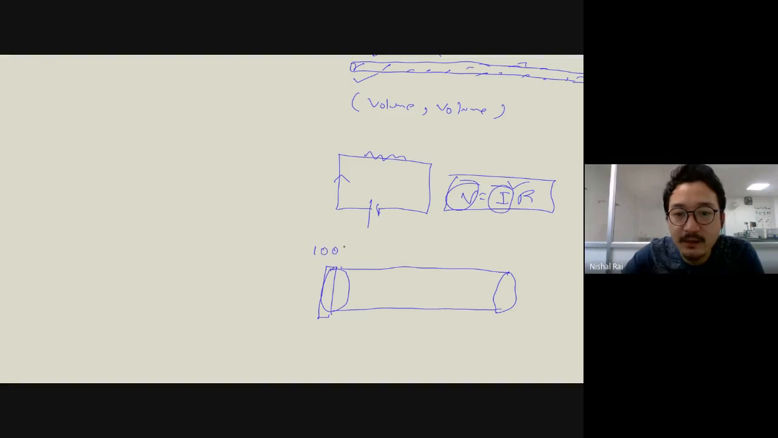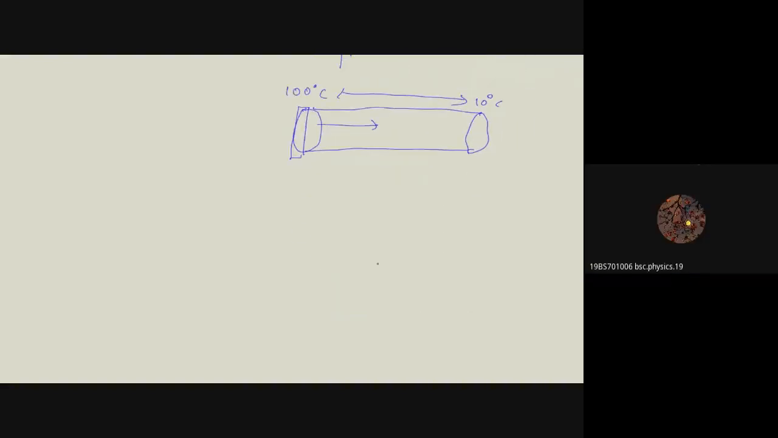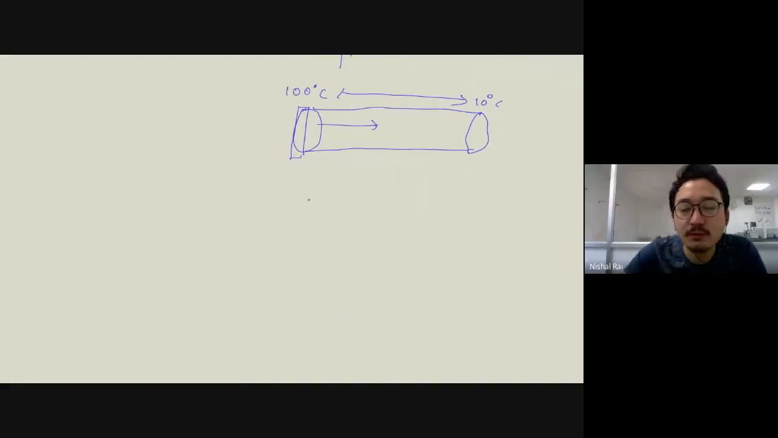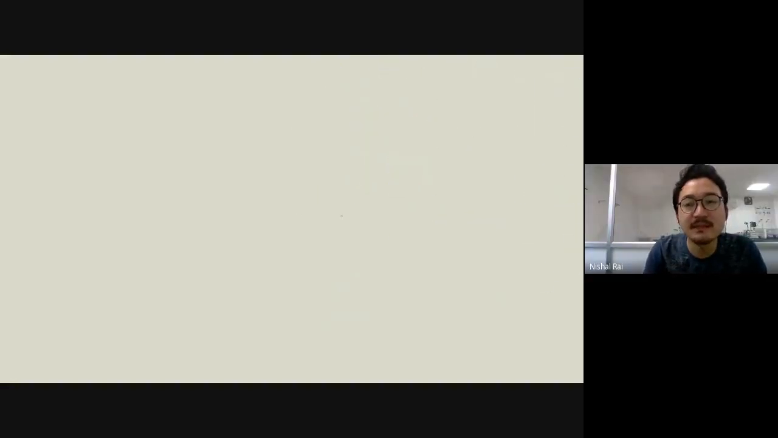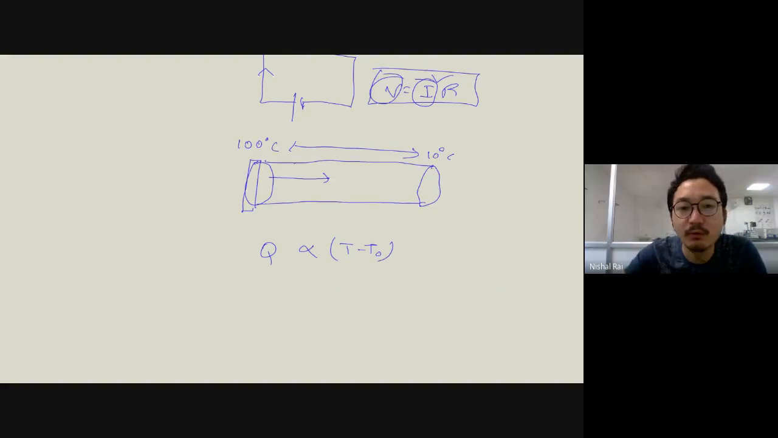Let's say this has 100 degrees Celsius and this has 10 degrees Celsius. So the higher the difference in temperature, the faster it will flow. It is also clear from Newton's law. Do you know Newton's law? Q was proportional to what? T minus T naught. In a similar manner, the gradient will be more over here. The temperature is more over here and less over here.